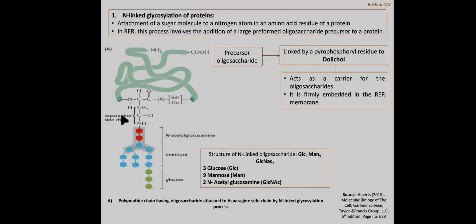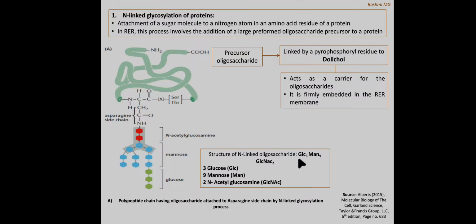Here you can see the amino acid, right? The N-acetylglucosamine, mannose and glucose, this is a preformed oligosaccharide which I mentioned here. The preformed oligosaccharide is attached to the nitrogen atom in an amino acid residue. This is the amino acid. It is attached to the asparagine side chain.